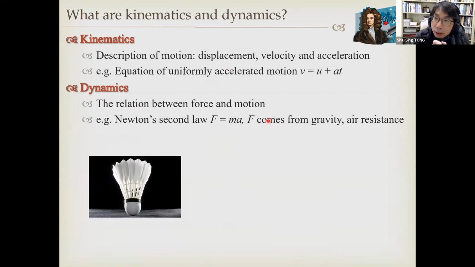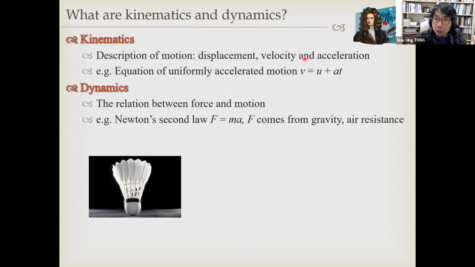Kinematics is a pure description of motion. You only describe how the object moves using certain physical quantities. Those physical quantities include, for example, displacement, which you learned in high school, velocity, and acceleration. These are the quantities that help you describe how fast the body moves and its position, and also how fast the velocity may change, right?